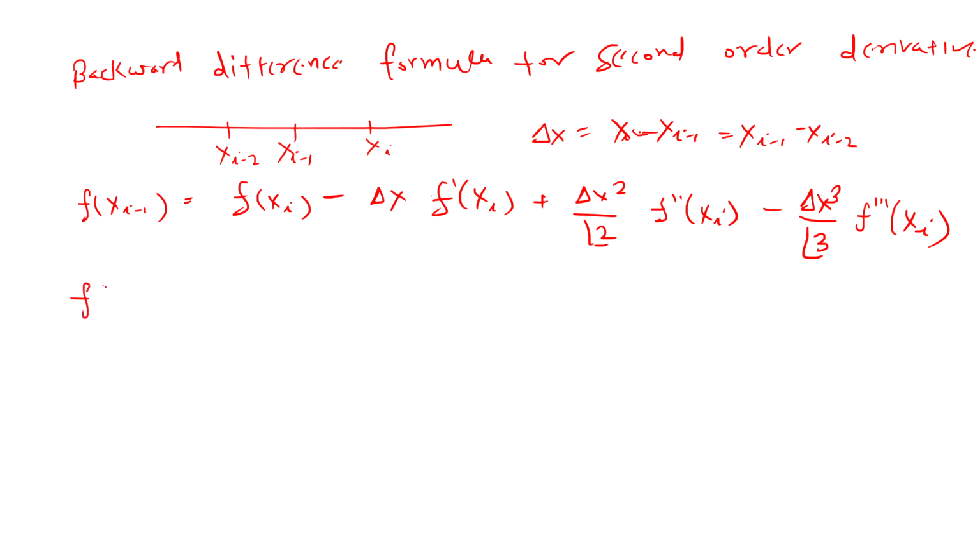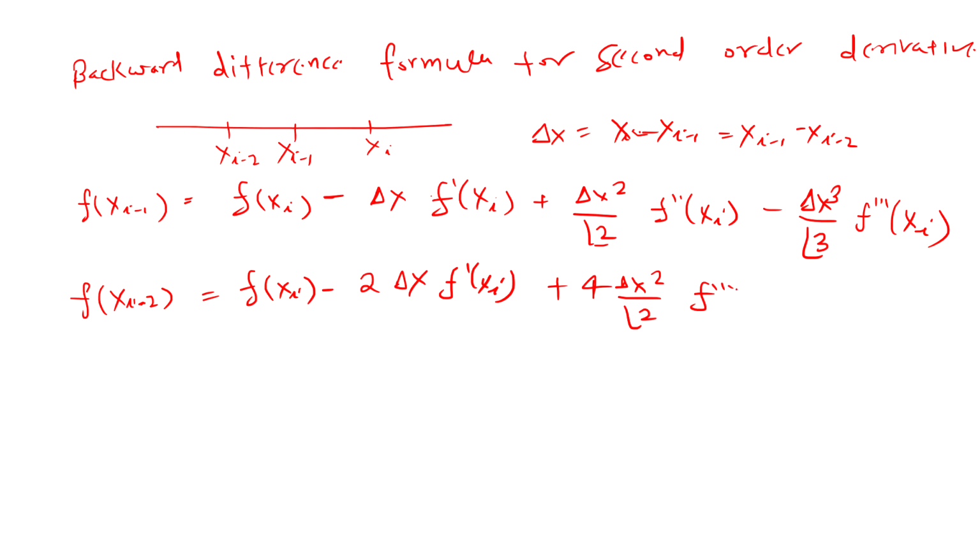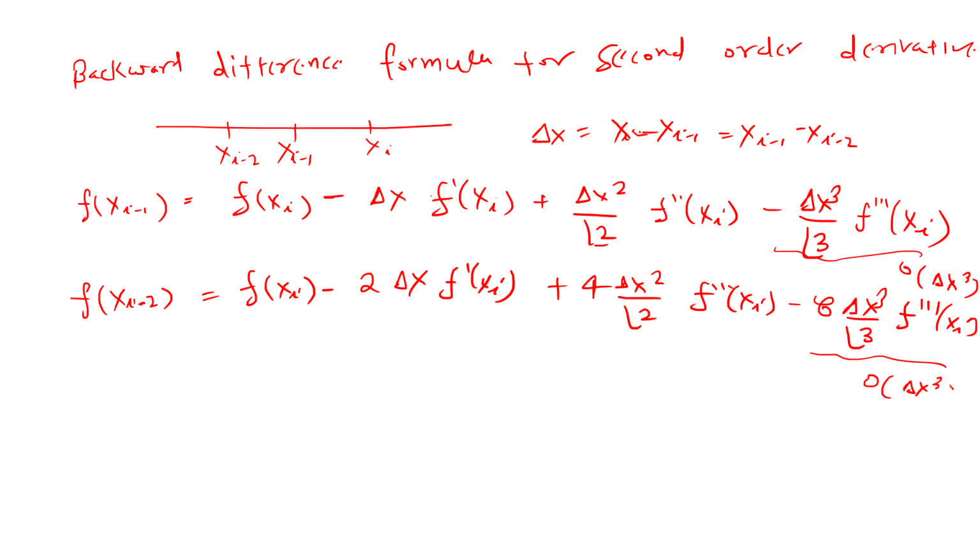Similarly, if I write down the xi minus 2 thing, then it will be f of xi minus 2 delta x f prime xi plus 4 delta x square upon factorial 2 f double prime xi minus 8 delta x cube upon factorial 3 f triple prime xi. Now this thing I am expressing as order of delta x cube, and this is also order of delta x cube.